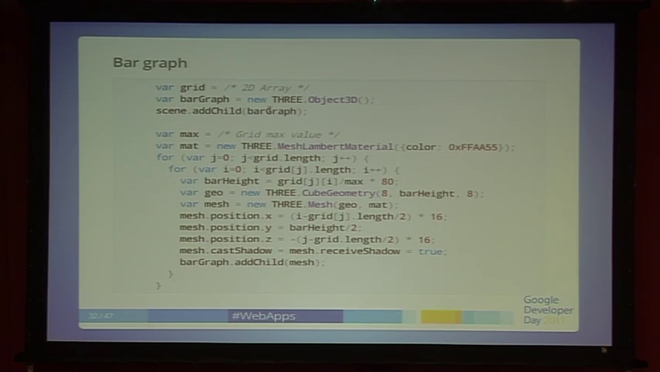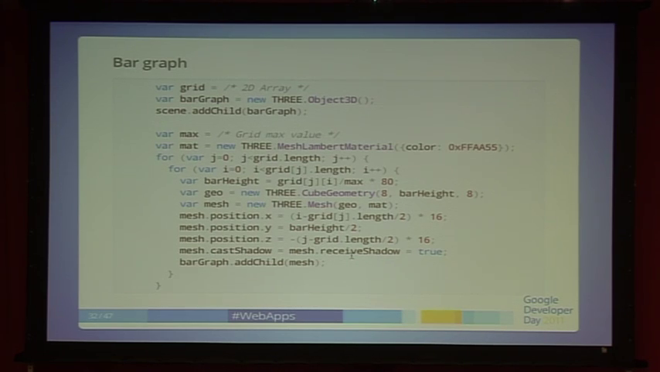Okay, so what I'm going to do here is a bar graph. I have here a regular 2D array, an array of arrays. Then I create a new object, and that's going to be our parent object for the bar graph. Add it to the scene, then go through all the elements in the bar graph and create a new cube with the height set to the value at this grid position. So this should create a nice little bar graph out of the grid values and put it in a different position on the bar graph object and make it cast and receive shadows.